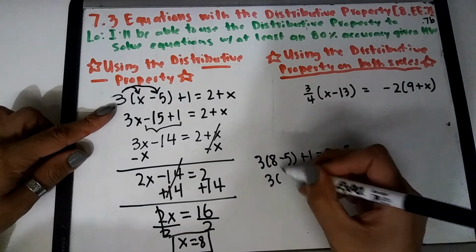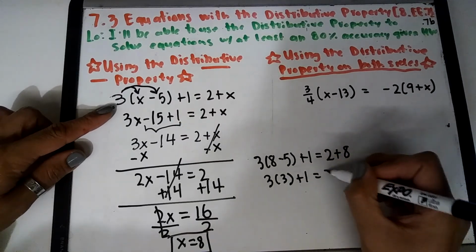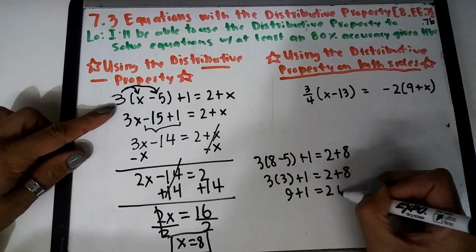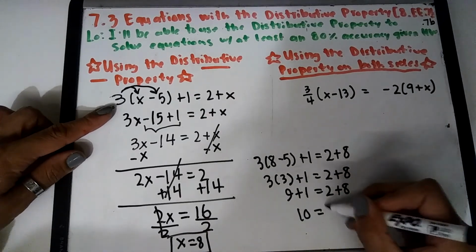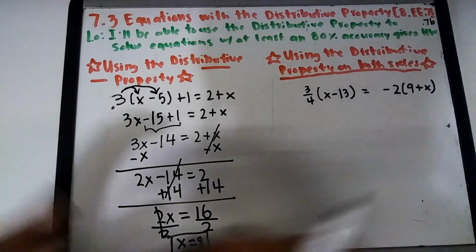So 3 times 8 minus 5 is 3, plus 1 is equal to this. 3 times 3 is 9, plus 1 equals 2 plus 8. Is it true that 10 equals 10? Yes, I'm checked. Okay, now let's go ahead and do this one.